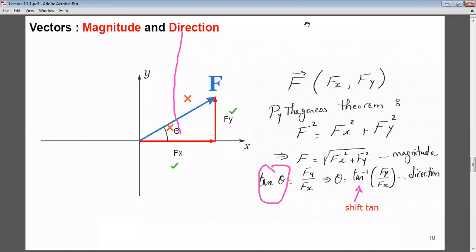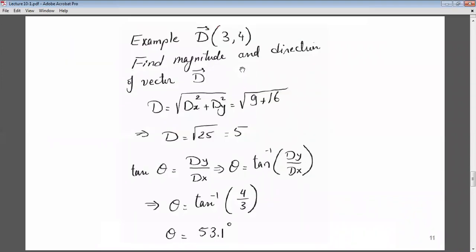Let's do a quick example. Example vector D. The x component is 3. The y component is 4. Find the magnitude and direction of vector D. I directly apply the formula. Vector D is the square root of dx squared plus dy squared. So it's the square root of 3 squared 9 plus 4 squared 16. So D is a square root of 25, and that is 5.